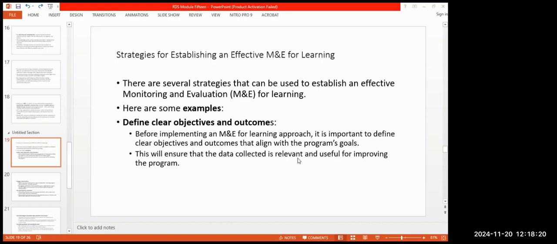Any other experience on learning, based on what you're doing in your programs?